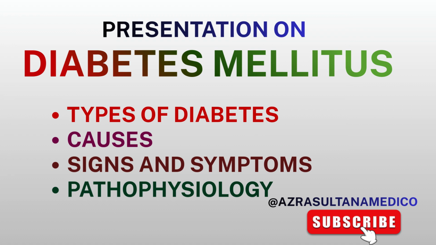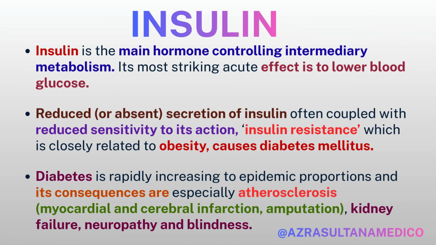Let's learn about diabetes mellitus, its definition, signs and symptoms, types, causes and pathophysiology in a simple and easy way. Insulin is the main hormone that regulates intermediary metabolism, and its most important immediate action is to lower blood glucose levels by allowing glucose to enter the body's cells for energy. When insulin secretion is reduced or completely absent, blood glucose levels begin to rise.